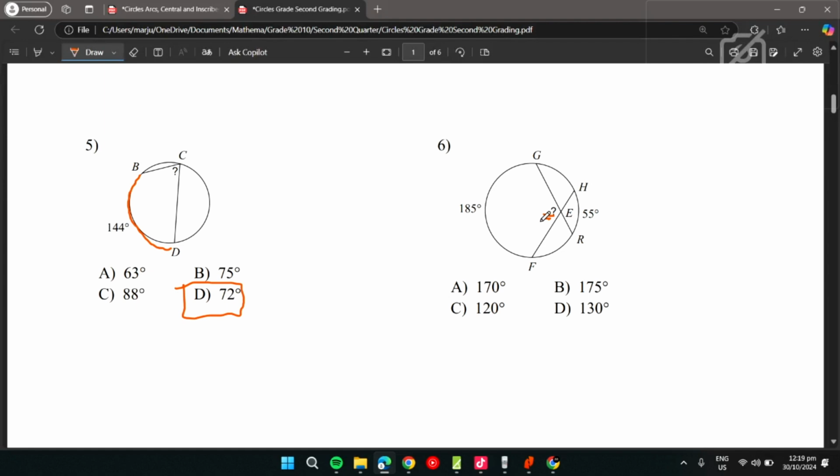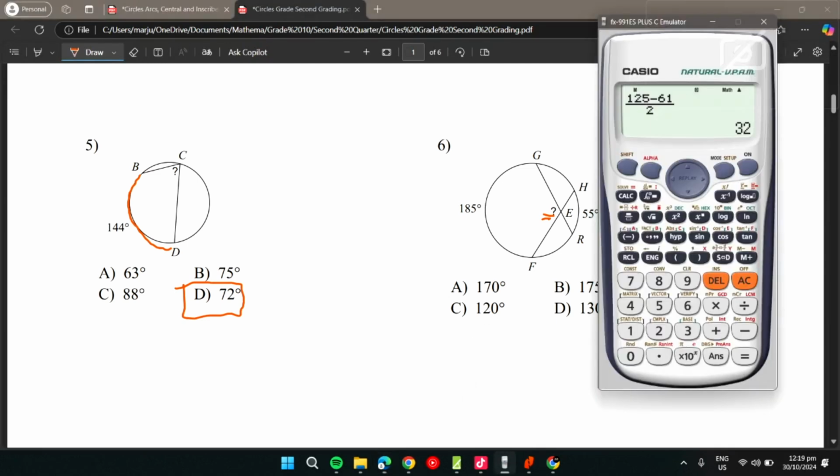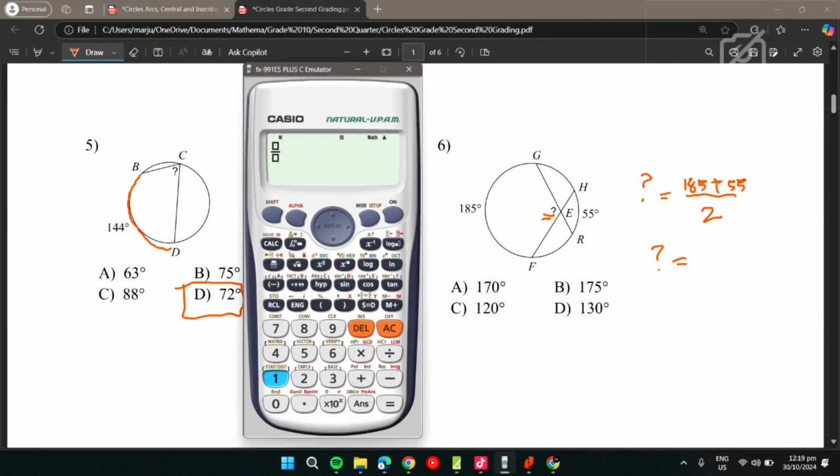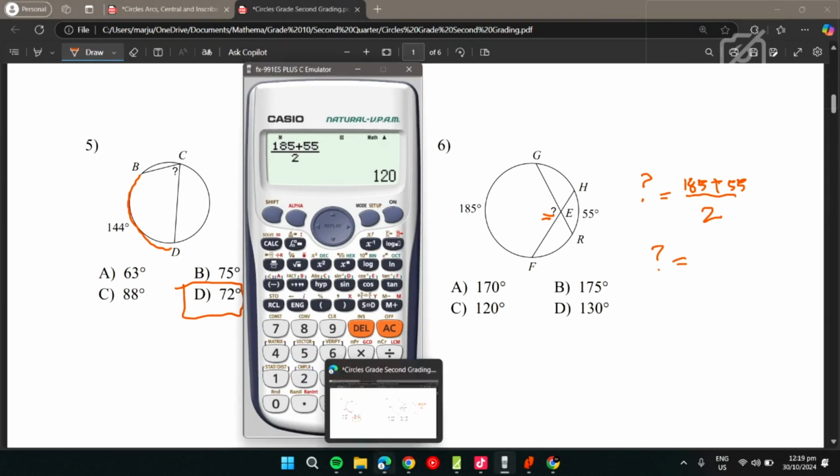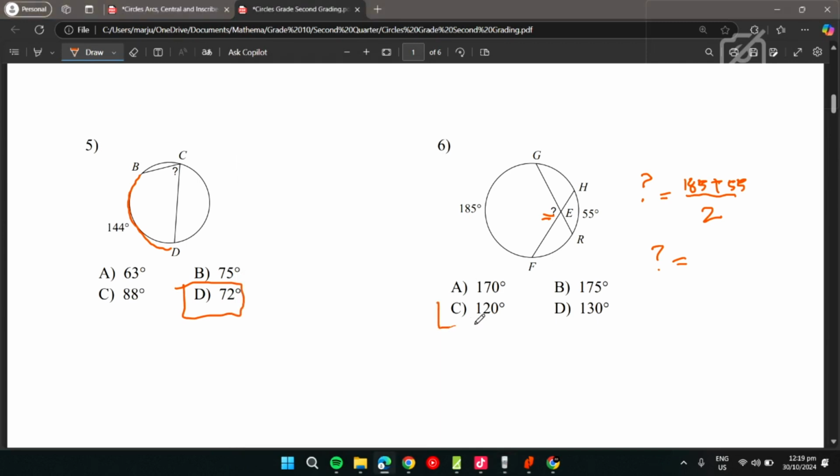Alright, so again, by theorem, ang angle na yan, yung question mark na yan, is just equal to 1/2 ng sum ng opposite arcs, right? So that is 185 plus 55 over 2. That's 120. This is, again, 120. Number 6. Alright? Klaro ba?